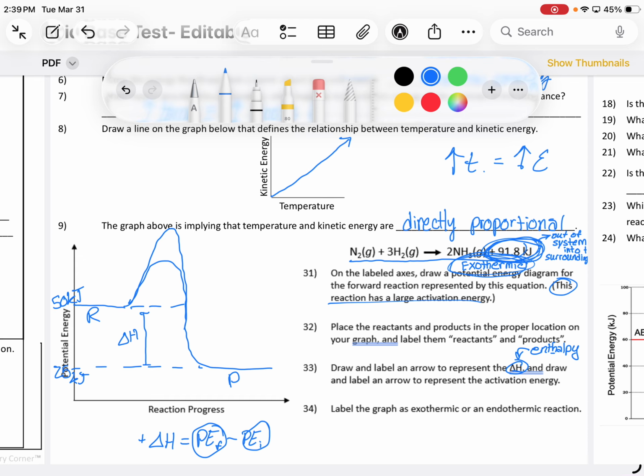Number 33, the second part says, draw and label an arrow to represent the activation energy. Activation energy, in the red, is just how much energy is needed from the level of the reactants to the actual slope itself, to the top of that hill. That's the activation energy, or the energy of activation.